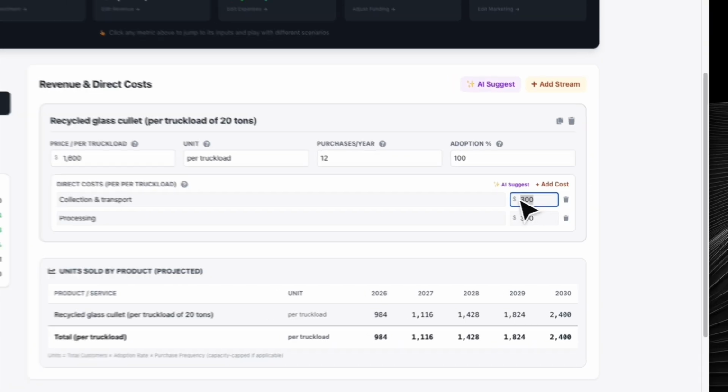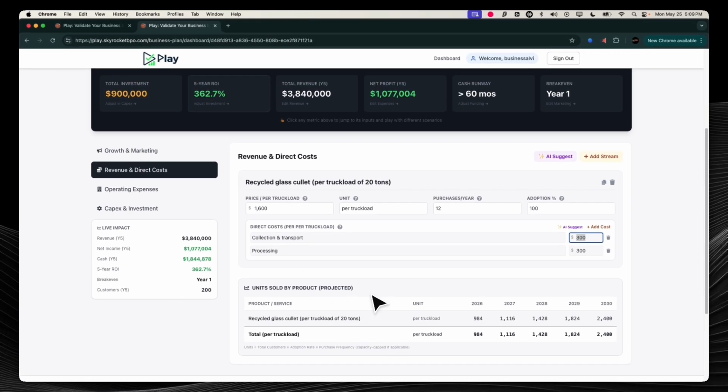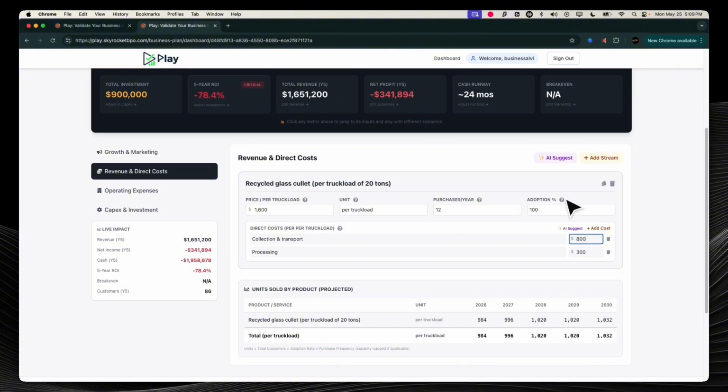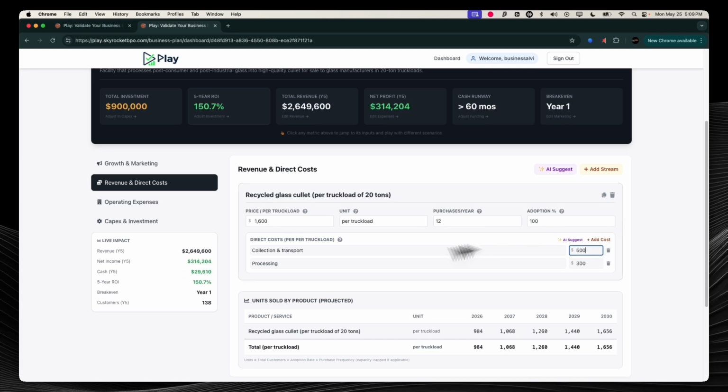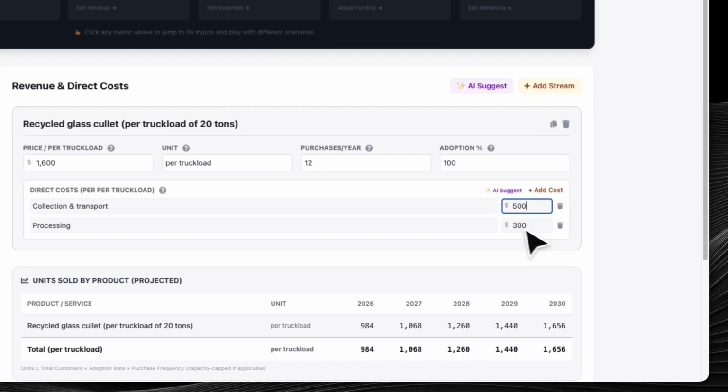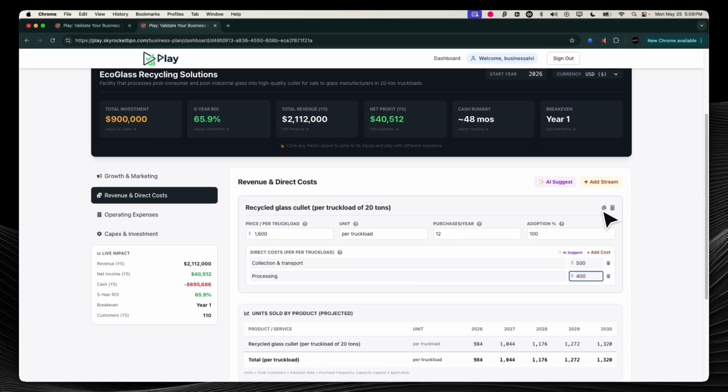Now let's change the scenario. Let's say that this price increases significantly. Let's make it 800. The moment I make it 800, as you can see, the whole scenario changes. Now let's make it 500. Let's lower it a bit and let's see what happens. Let's make it 400. As you can see, the profitability is going to change.